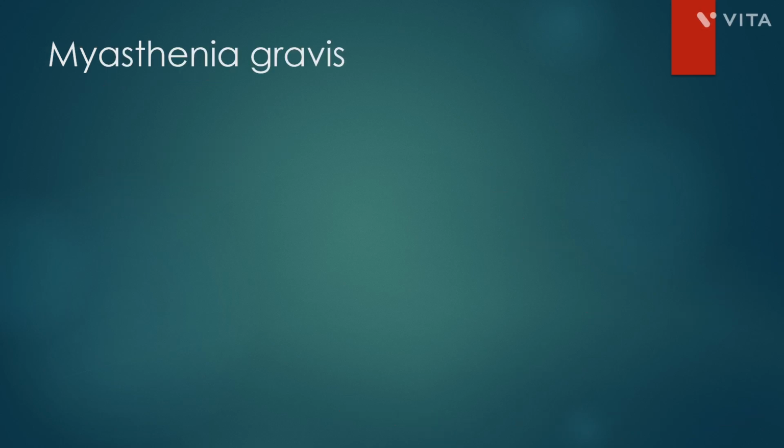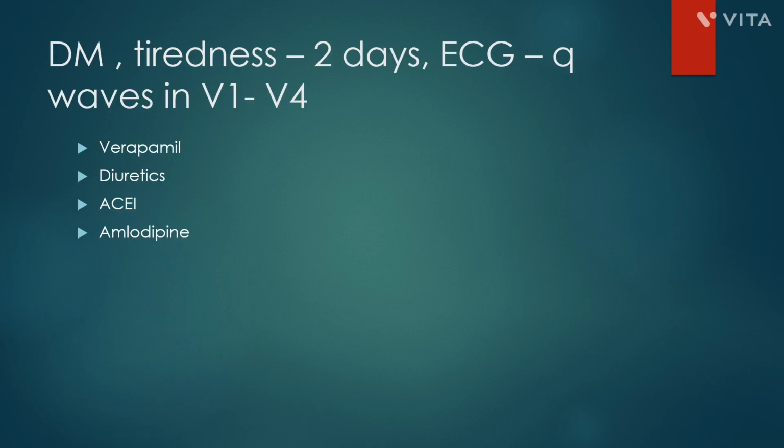Now, myasthenia gravis with ocular palsy, especially worsening in the evening. Now, a patient with DM, tiredness for 2 days, ECG showed Q waves in V1 to V4. It seemed like a myocardial ischemia like state. What is the next drug you will add? Verapamil, diuretics, ACE inhibitor, amlodipine. It didn't make sense to me. I didn't understand what the question tried to evaluate.